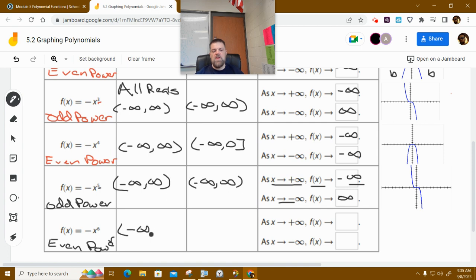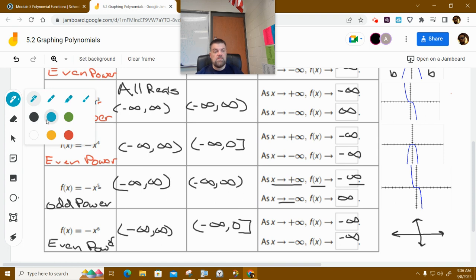Yep, this is going to go from negative infinity to positive infinity. What about this here? Including 0. That's why we have the bracket. And then this will be negative infinity and negative infinity, because it's going to look like this, except better. It'll be symmetrical. But that's how it's going to look, right?